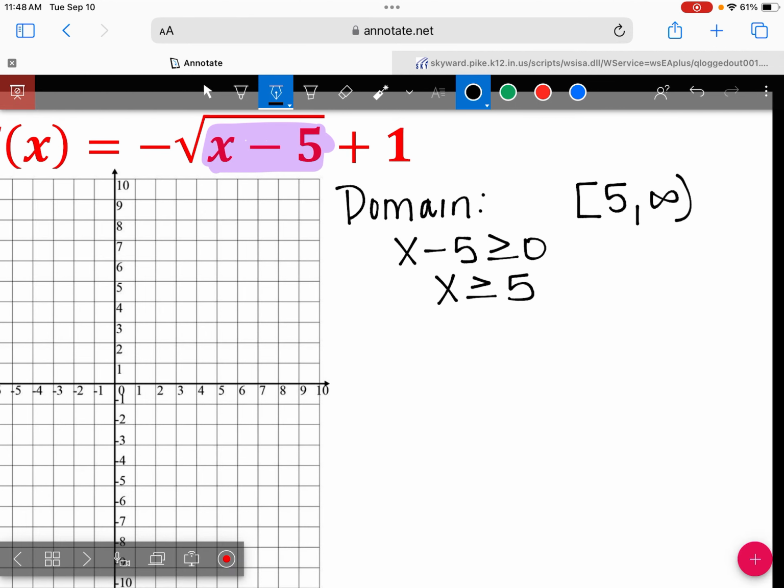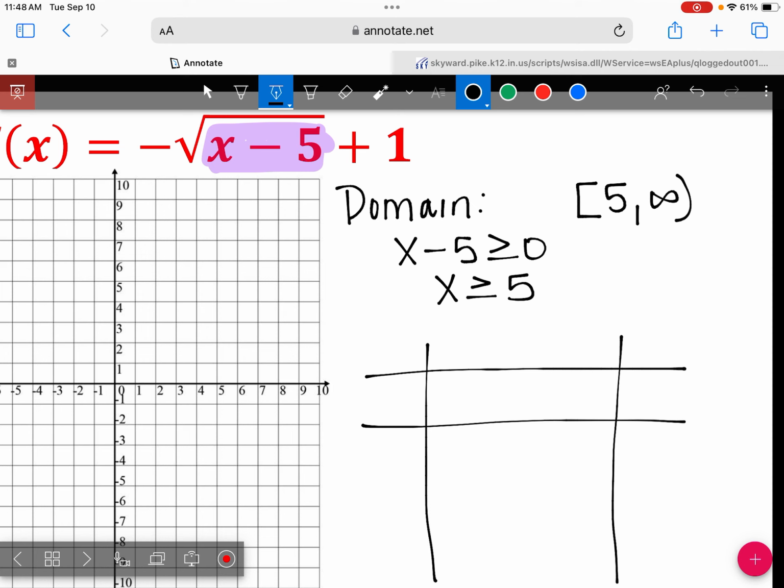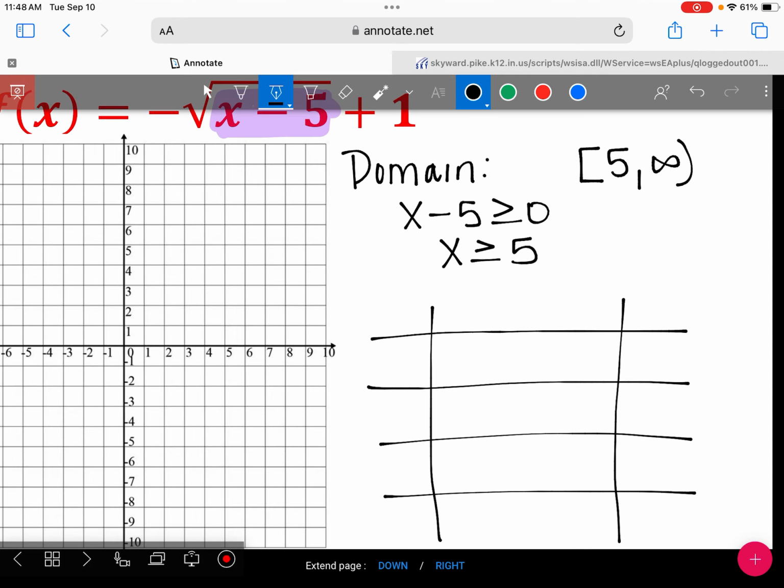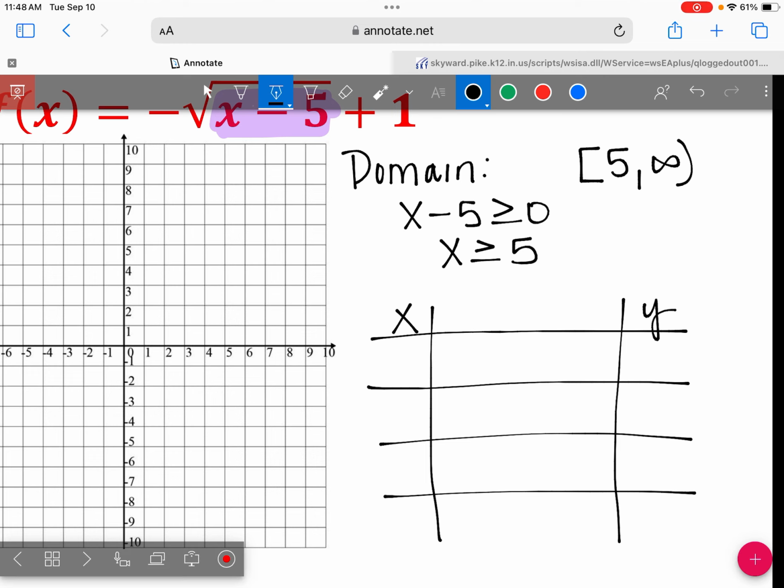So what I like to do is whenever it's a square root, I always start with my vertex, which is 5. And we have to pick numbers that are greater than 5. Now, you can pick any number you want, but I like to pick numbers that I know will give me a perfect square. So any ideas what other numbers I would use?